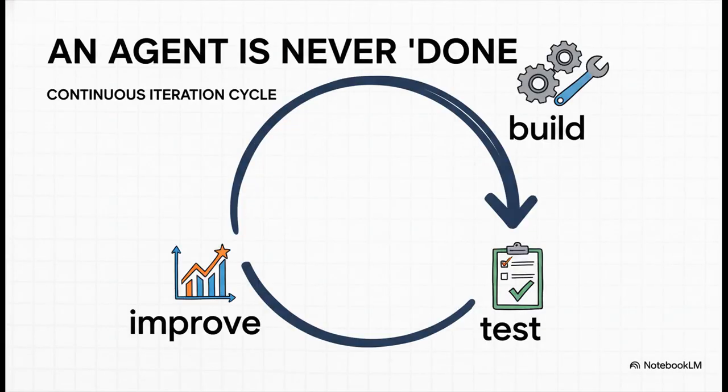And this might be the most important rule of all. A great agent is never, ever finished. It's all about this constant cycle, this loop. You build it, you test it against your metrics, you find ways to improve it, and then you do it all over again. Repeat, repeat, repeat. This is what separates the good agents from the truly great ones that learn and evolve.